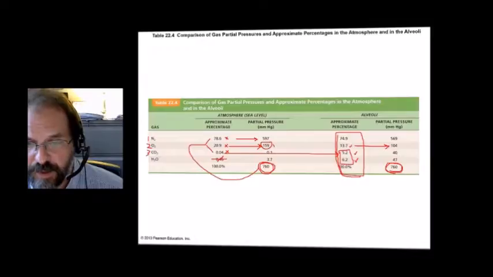So in inspired air, the partial pressure of oxygen is 159, but in the alveolar air, the partial pressure is only 104. Again, because we effectively diluted it. In inspired air, the partial pressure of carbon dioxide is only 0.3, but in alveolar air, it's a whopping 40. It's very, very high. These numbers are important. Okay, these are what we want to pay attention to, and I'll explain why in a second.